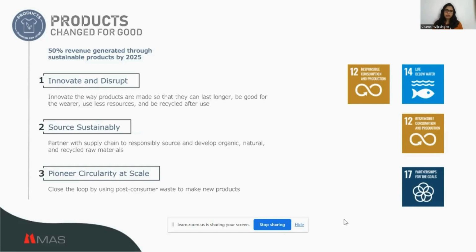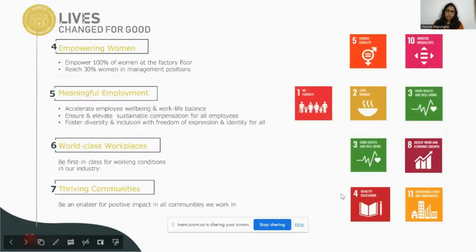But when it comes to this product change for good pillar that we have committed, we understood that we can't do this alone. We need partnerships with other partners, suppliers, consumers, and everyone to achieve this target. Overall, this pillar supports the responsible consumption and production goal, life below water, and partnerships for the goals, goal number 17.